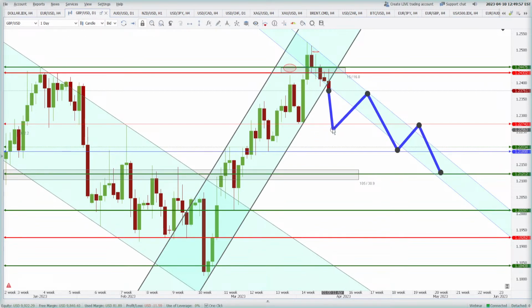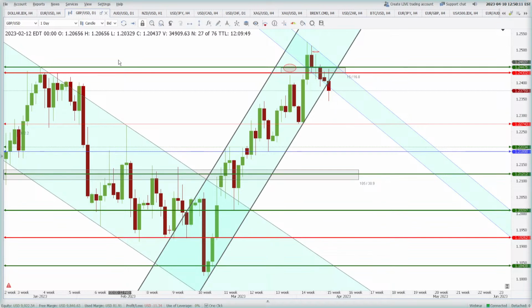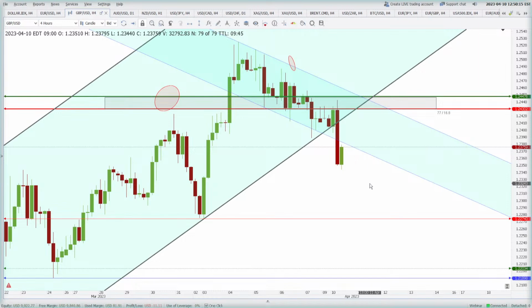The other scenario is that it fails to breach below and continues higher. In that case, I'll be expecting a price action like this. I hope you got it. I'll just remove this. So right now on the 4-hour, the market structure is down. Expect some down move here because this is a very, very bearish structure right now.